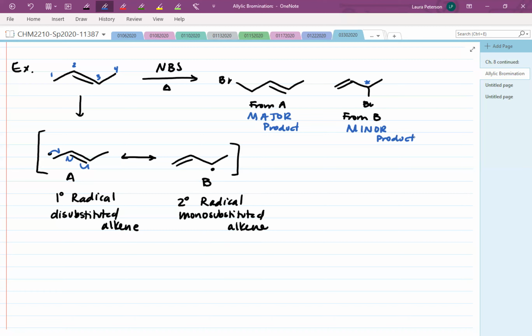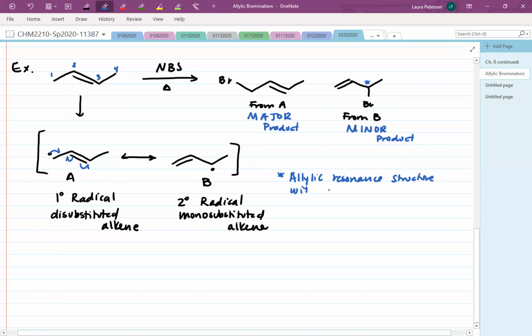Okay, so let's make that note. Allylic resonance structure with more substituted double bond, substituted alkene, we'll say, dominates and leads to the major product.